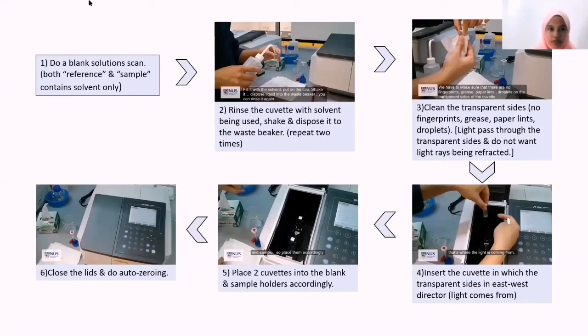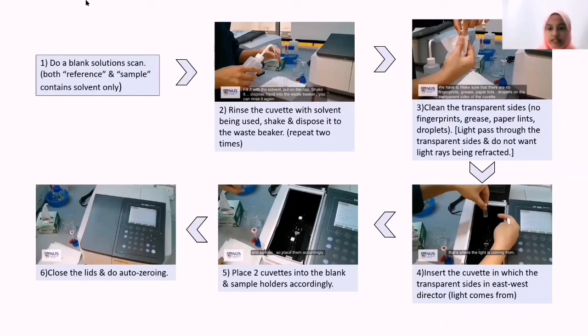So first, we must do a blank solution scan for both the reference and the sample, which will contain the solvent only. Next, we must rinse the cuvette with the solvent being used. Shake and dispose of it in the waste beaker, and this must be repeated 2 times. The third step is to clean the transparent sides to make sure that no fingerprints, grease, paper lint, or droplets are on the clear side. This is because the light will pass through the transparent side, and we do not want the light rays being refracted.